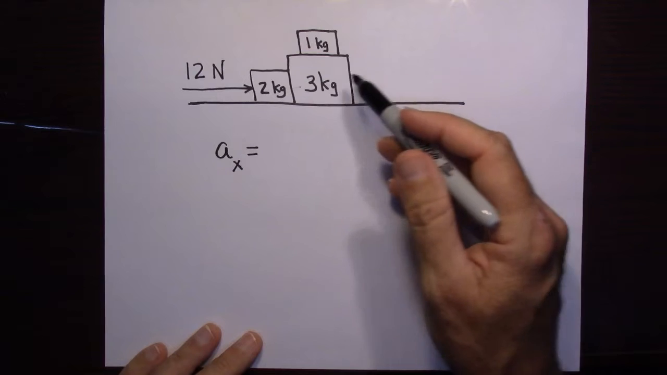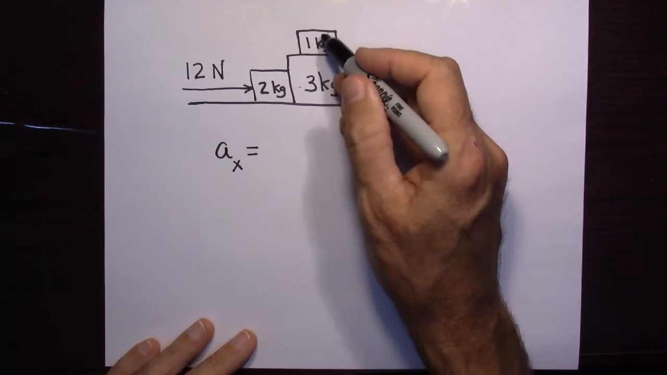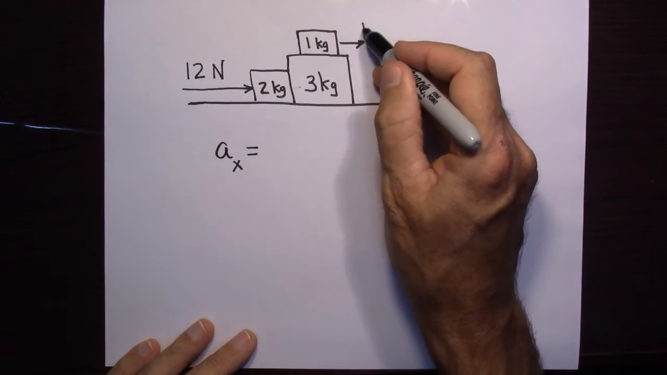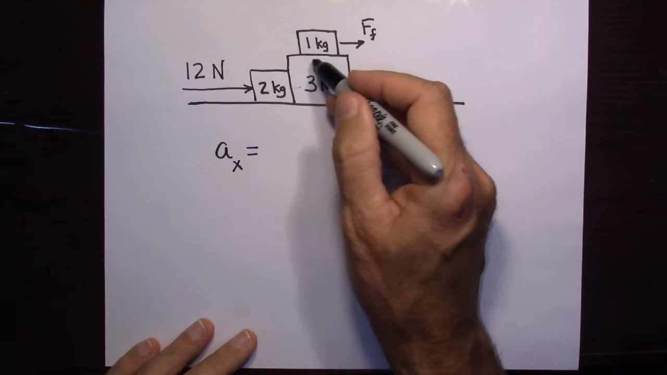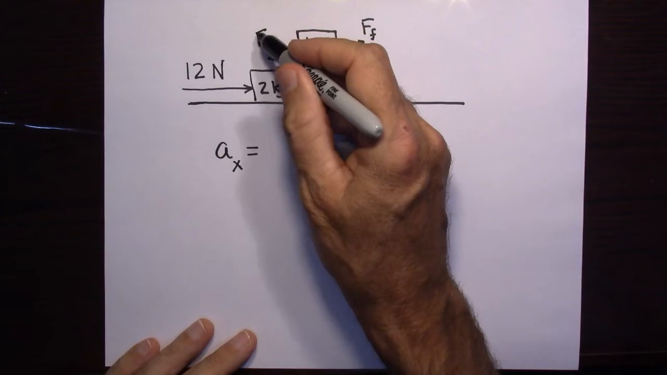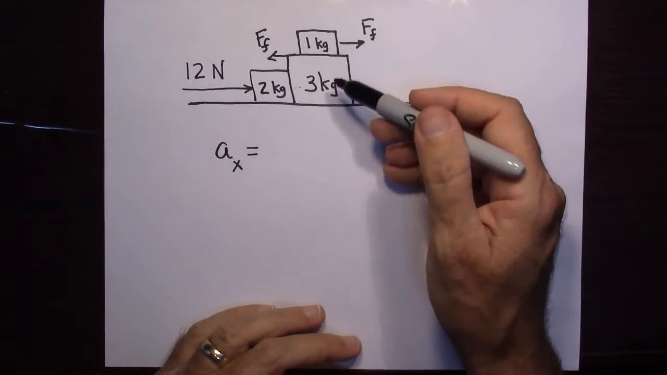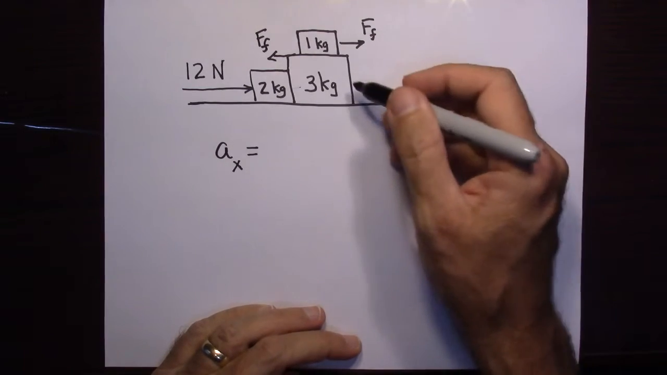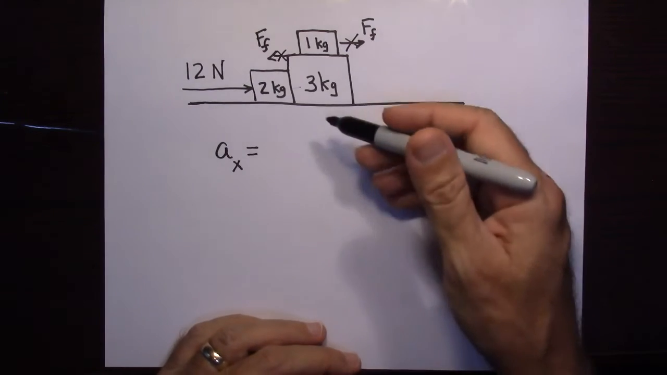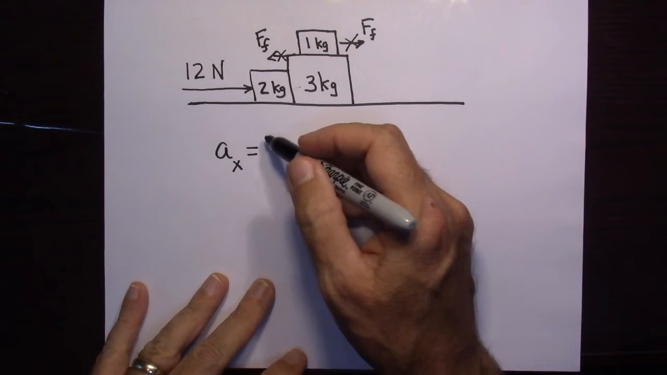Now let's see, we have this force, the 12 Newton. We have a force of friction on the 1 kilogram going this way. There's a force of friction going that way. But then there's an equal and opposite force of friction going this way on the 3 kilogram one, and they cancel because of Newton's third law. So those two forces of friction cancel, so I don't have to worry about them. They're going to cancel out. And so the only force that is the net force in the x direction is the 12 Newton force.